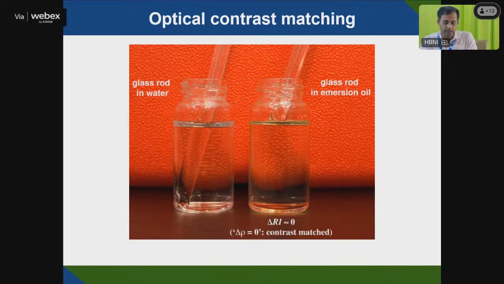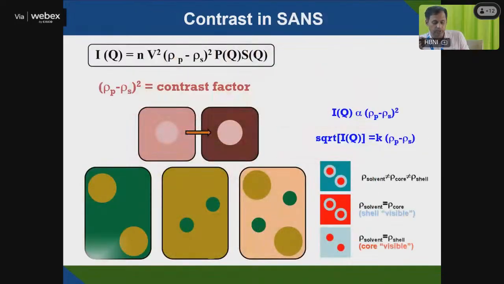If you see this example, I told a glass rod in water. Here you can see the glass rod depending on the refractive index variation of the glass and the water. But on the right side, if the glass rod is immersed in a particular oil whose refractive index is the same as that of the glass rod, you are not able to see the glass rod here. So here del rho, the refractive index difference, is 0, then you are not able to see that image. So optically you make it invisible. Similarly you can see the core cell structure like that.